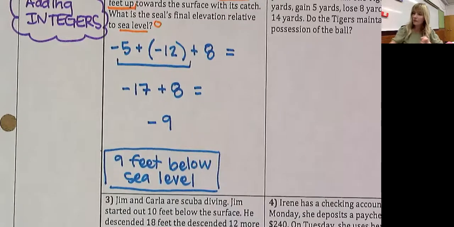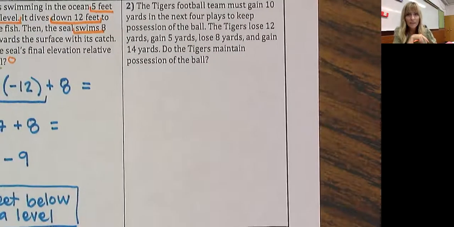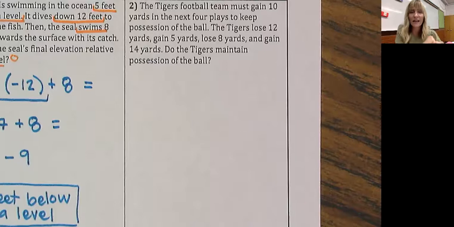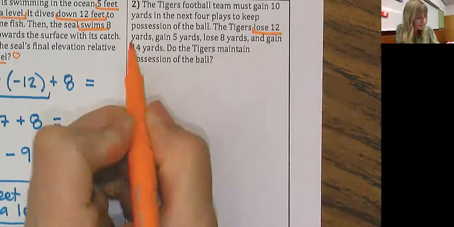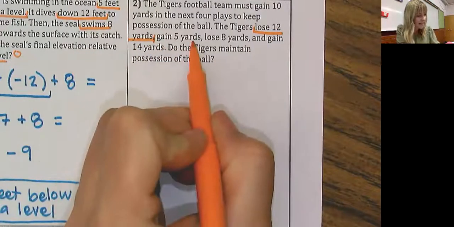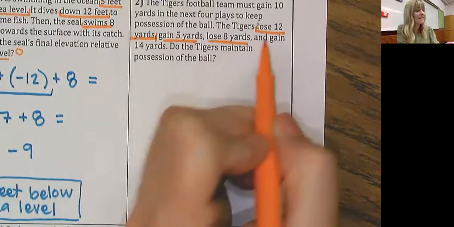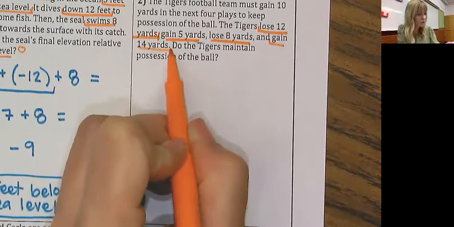I'm going to read it out loud and we're going to annotate it and mark it up. Okay, question number 2. The Tigers football team must gain 10 yards in the next 4 plays to keep possession of the ball. The Tigers lose 12, okay, lose 12 yards. That's the first thing that actually happened, losing 12 yards. Then they gain 5 more yards, and then they lose 8 yards, and then they gain 14 yards.